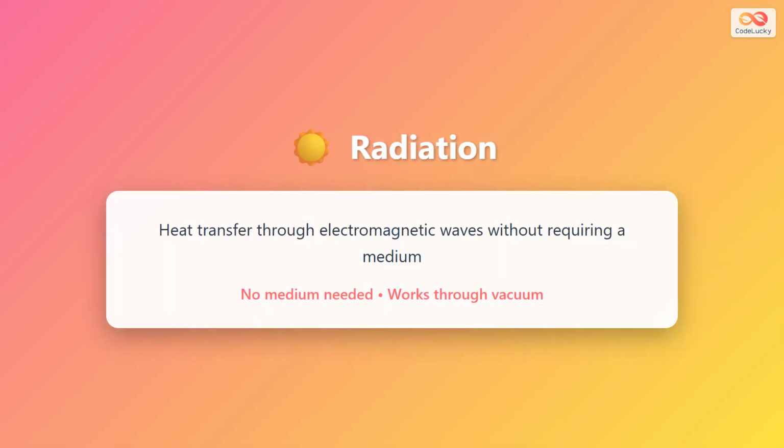Radiation is the transfer of heat through electromagnetic waves without requiring any medium or physical contact. Unlike conduction and convection, radiation can occur through a complete vacuum. All objects emit thermal radiation based on their temperature, with hotter objects radiating more energy. The sun heating the Earth is the most familiar example of radiation, as the sun's energy travels through the vacuum of space to reach us. Radiation does not depend on the presence of matter between the heat source and the receiver, making it fundamentally different from the other two methods of heat transfer.